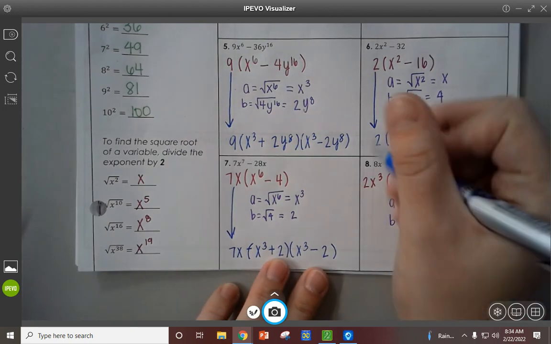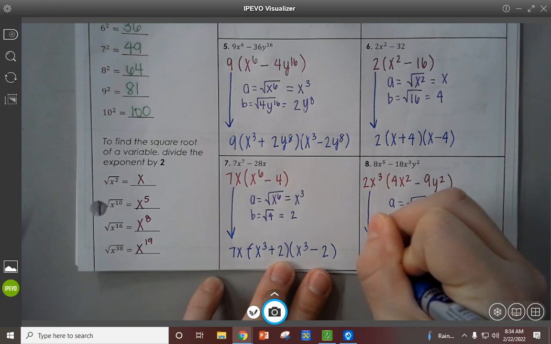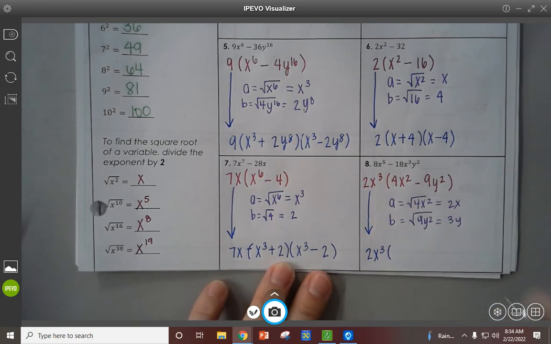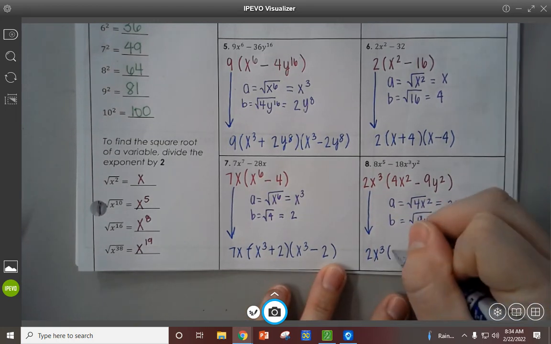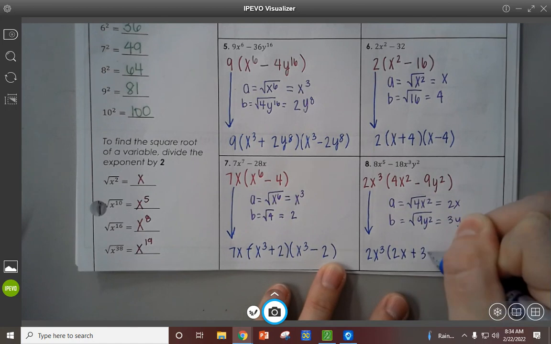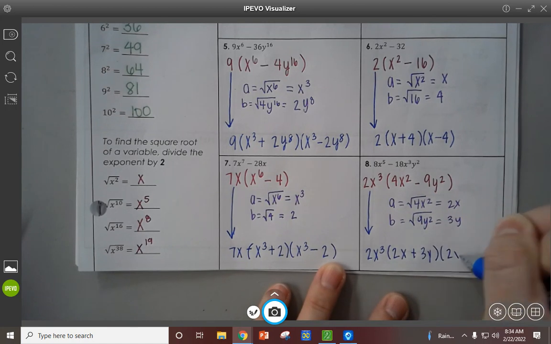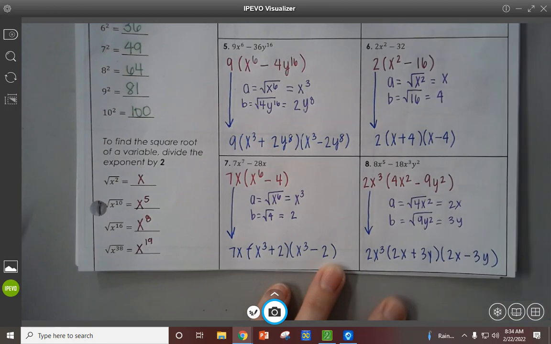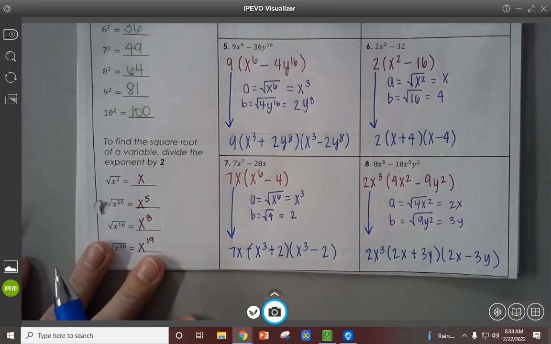So then you bring down your GCF, 2x cubed, and then it's a plus b, so 2x plus 3y, 2x minus 3y. Any questions?